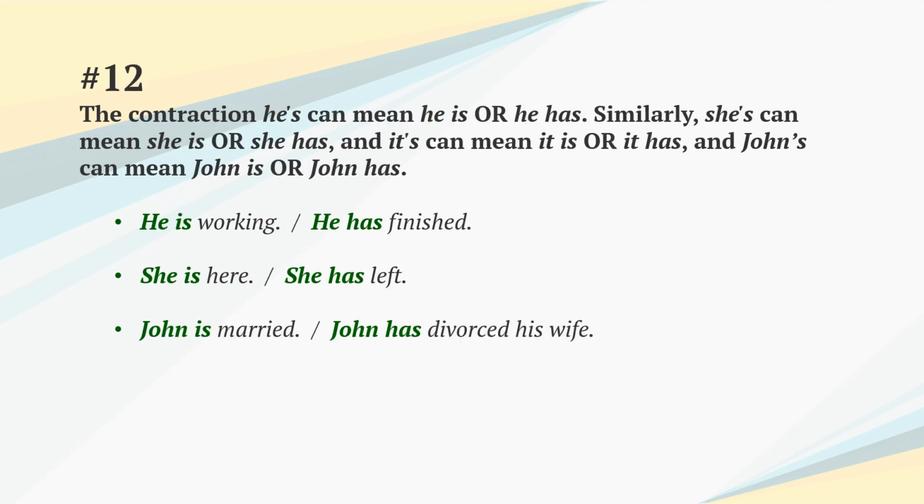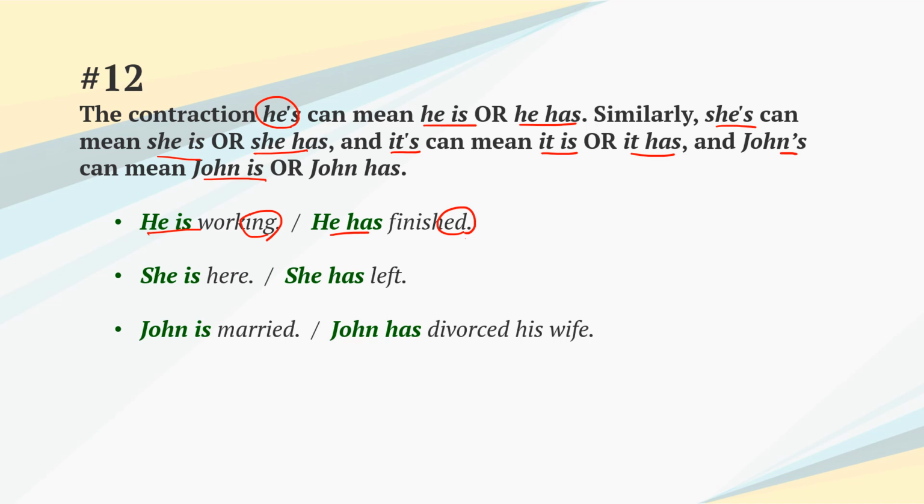Rule 12. The contraction he's can mean he is or he has. Similarly, she's can mean she is or she has. It's can mean it is or it has. And John's can mean John is or John has. He's working. So when you have ing, it becomes he is. He's finished. When you have a past participle, ed, it is he has.